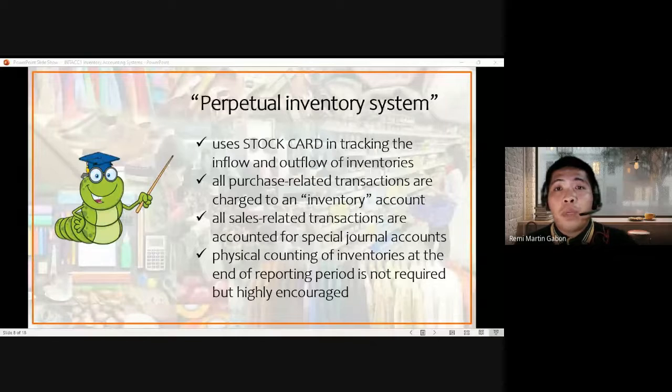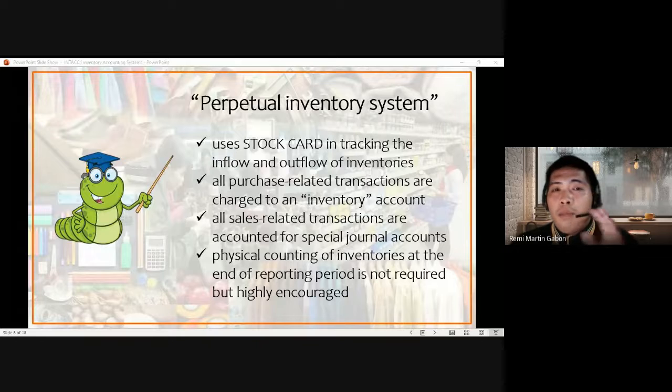In contrast with periodic inventory system, in perpetual inventory system, all purchase related transactions are charged to an inventory account. We do not use special journals for purchase related transactions. However, the sales related transactions will still be accounted for using special journals. Okay? With the use of special journals. Later, we're going to compare the summary journal entries yung periodic and perpetual inventory system.